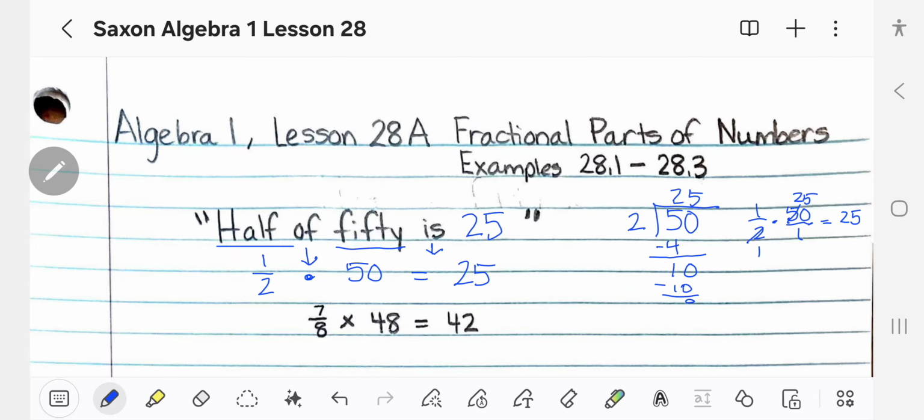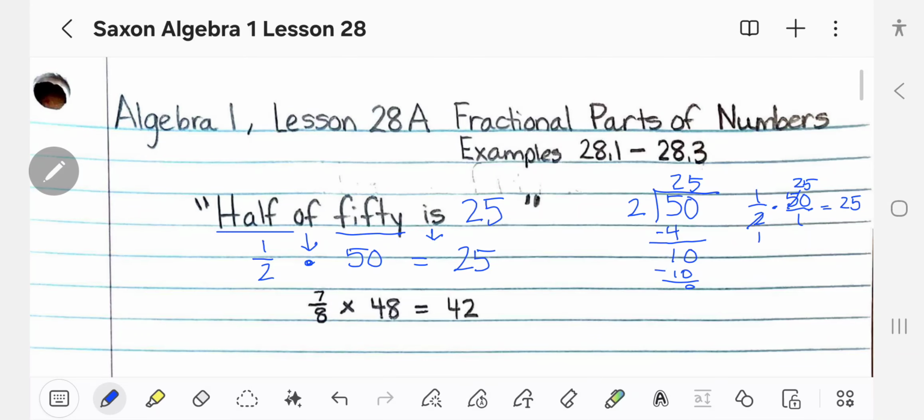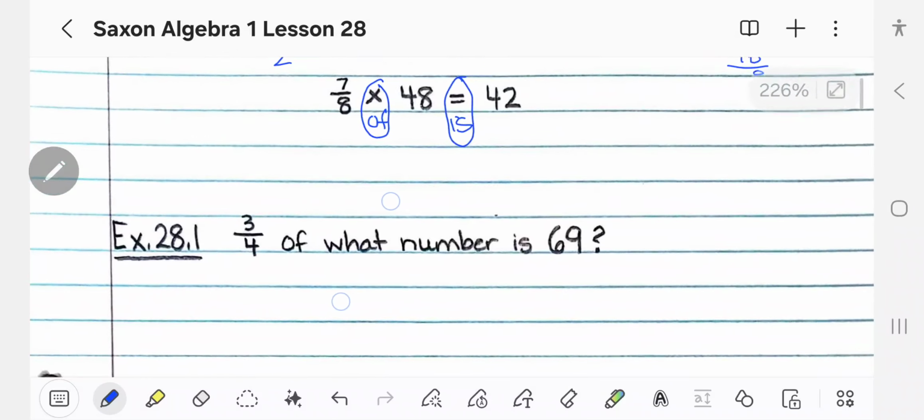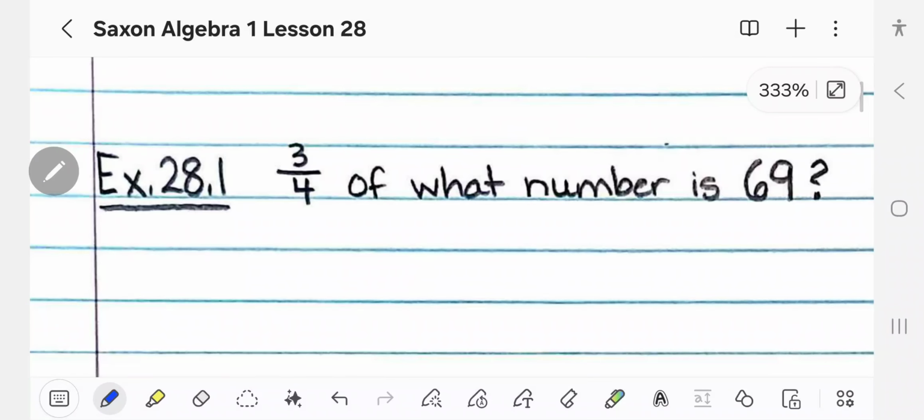They're going to go into something a little more here in just a second. This is the first example that's in the textbook. 7/8 times 48 is equal to 42. Now, you could also think of it in words as 7/8 of 48 is 42. So when you see the of or the multiply, you think of and vice versa. When you see the equal sign, you think is, vice versa. All right, so let's look at the first real example in the book where they ask you to do it, and that is example 28.1.